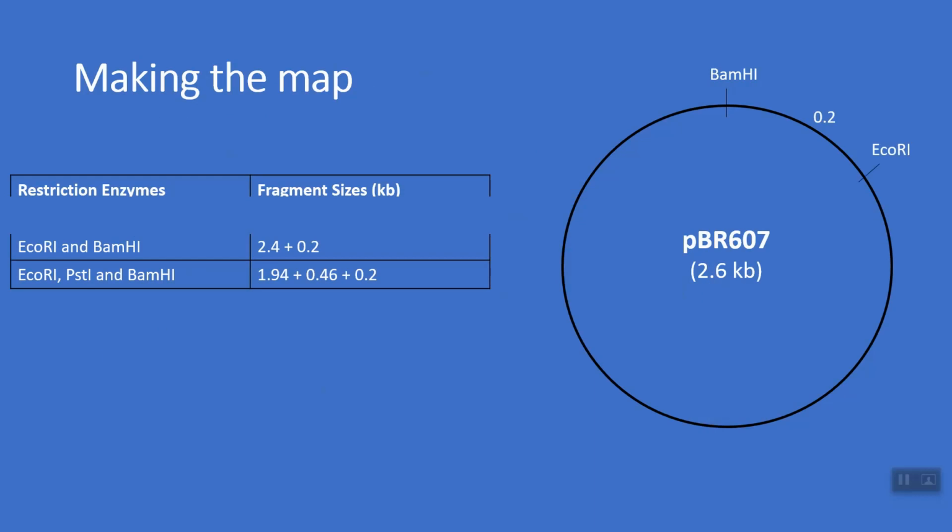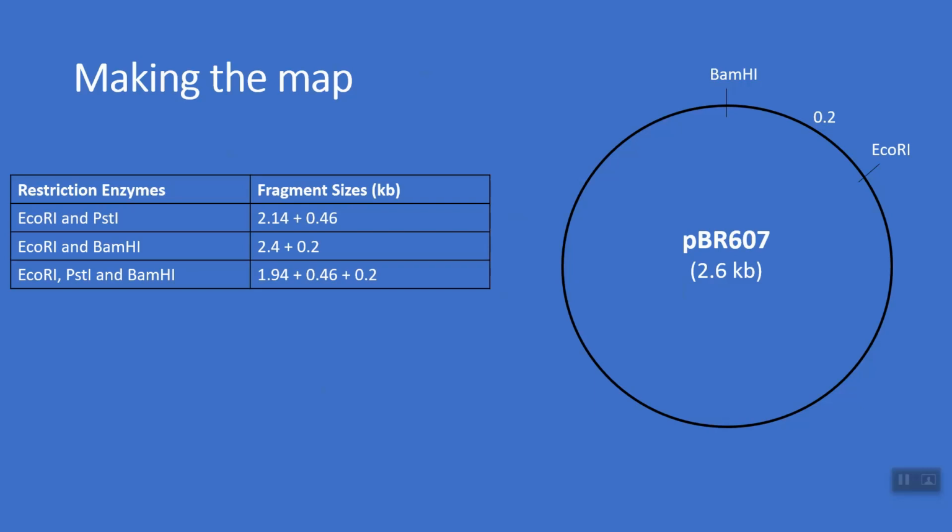Now we need to identify the position of PST1 on the plasmid. We know that this enzyme only makes one cut, and looking at the triple digest, we can see that we need to produce fragments of 0.46 and 1.94 by making this cut, as we already have a fragment of 0.2 made by BAMH1 and EcoR1. We do this by using the PST1 site to bisect the remaining 2.5 kilobases to give us 1.94 and 0.46.